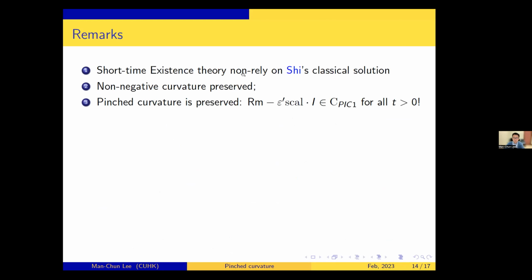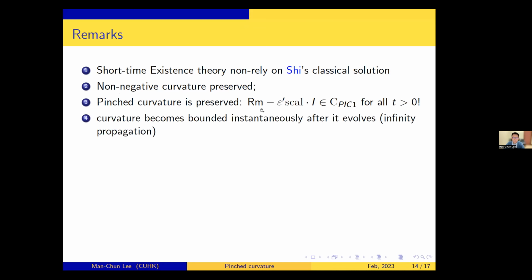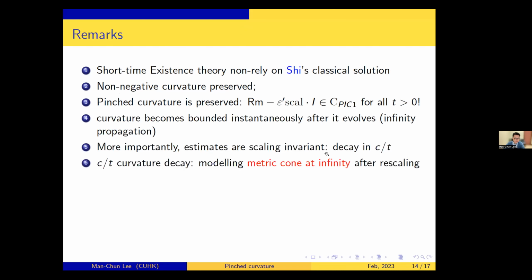This is what I have said before. We have sometimes system theory not relying on the classical theory. We just construct by hand. Secondly, we have the preservation of curvature. And then the pinching curvature is also preserved. And fourthly, we know the curvature is bounded instantaneously after it evolved. And more importantly, the estimate is scaling invariant, so that what I said is possible. And then the C over t curvature decay is modeling the metric cone at infinity after rescaling. This is basically what I just said, roughly speaking.